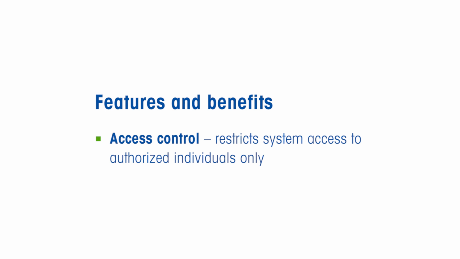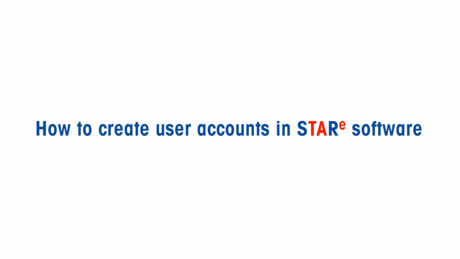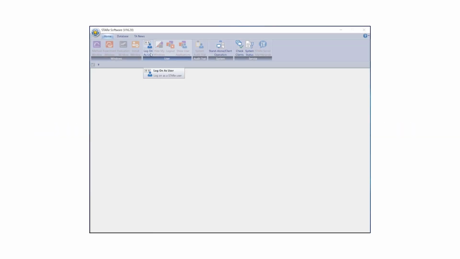Access control restricts system access to authorized individuals only. Each user must therefore have a unique user identity and password for login access. In this short video, you will learn how to create unique password-protected user accounts in STAR-E software. Only a user with administrator rights can set up and configure user accounts in STAR-E software.